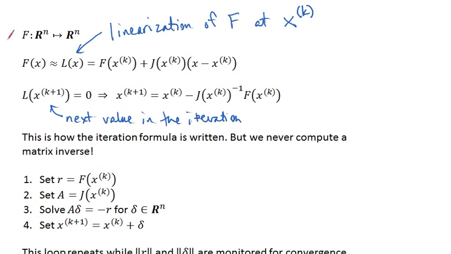And if you do the algebra from the previous line, setting that equal to 0 and rearranging, remembering that J is a matrix now, so you can't just divide, you have to use a matrix inverse, we get this formula here, which is Newton's iteration applied to a system of equations.